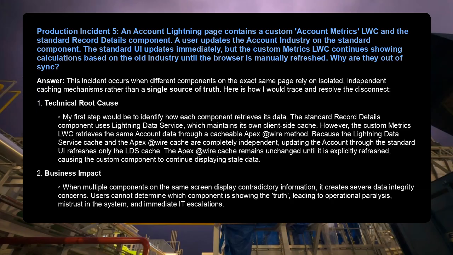Here is how I would trace and resolve the disconnect. 1. Technical root cause. My first step would be to identify how each component retrieves its data. The standard record details component uses Lightning Data Service, which maintains its own client-side cache. However, the custom metrics LWC retrieves the same account data through a cacheable Apex @wire method.